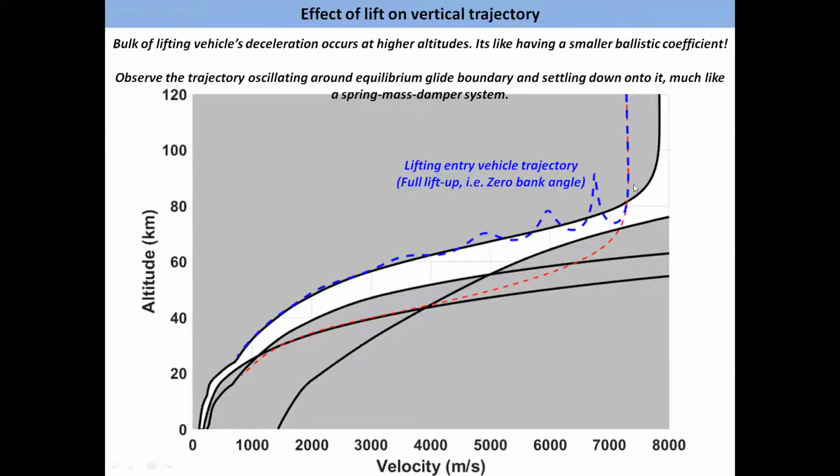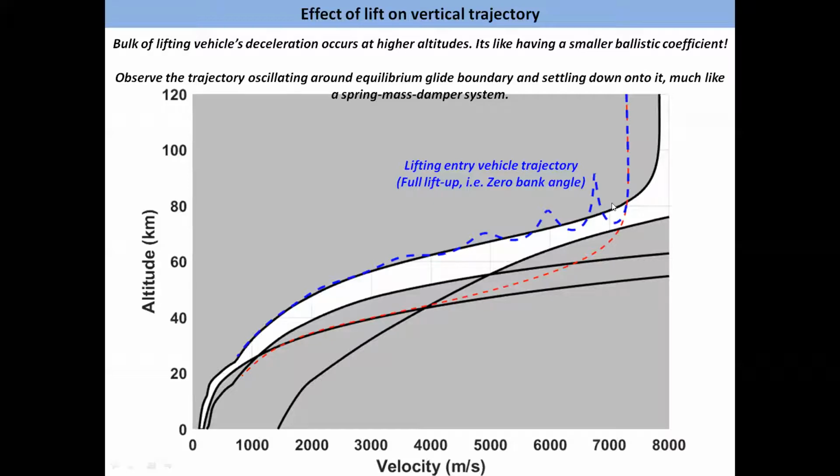So this is clear. If you look at it, it's much like a spring mass damper system. As I said before, if your entry state is above the equilibrium glide boundary, gravity will be pushing you down. That is like a spring action. Now, when you cross the equilibrium glide boundary and come down, lift will be greater than gravity. It will be pushing you up. That again acts as a spring constant.